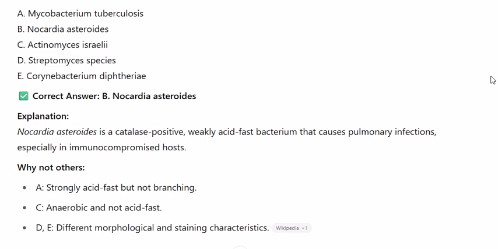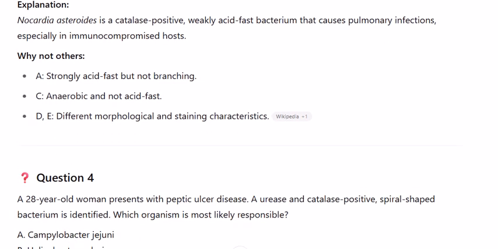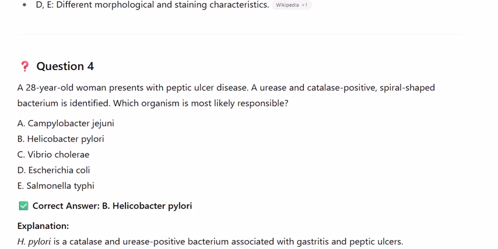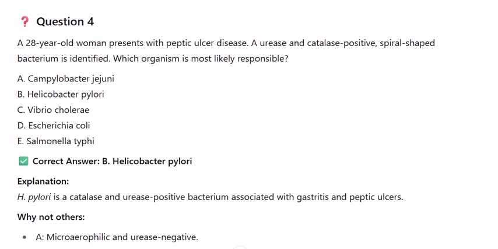Question 4. A 28-year-old woman presents with peptic ulcer disease. A urease and catalase-positive spiral-shaped bacterium is identified. Which organism is most likely responsible? A. Campylobacter jejuni, B. Helicobacter pylori, C. Vibrio cholerae, D. Escherichia coli, E. Salmonella typhi. Correct answer: B.